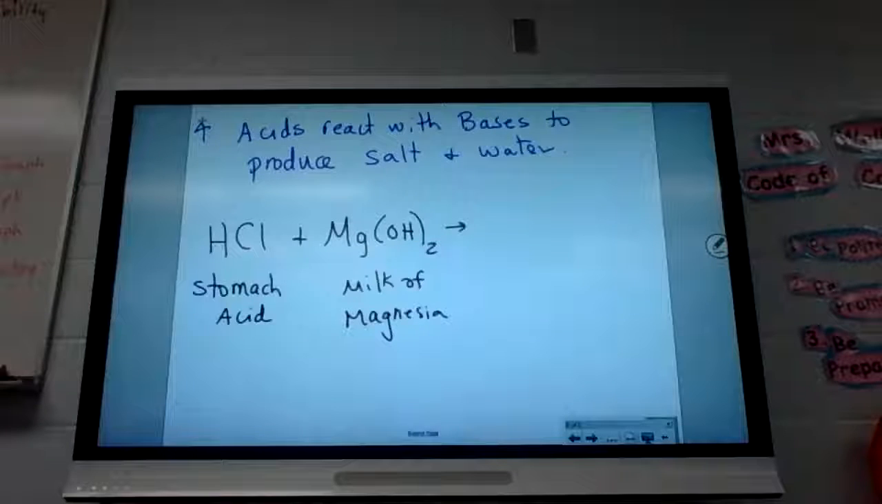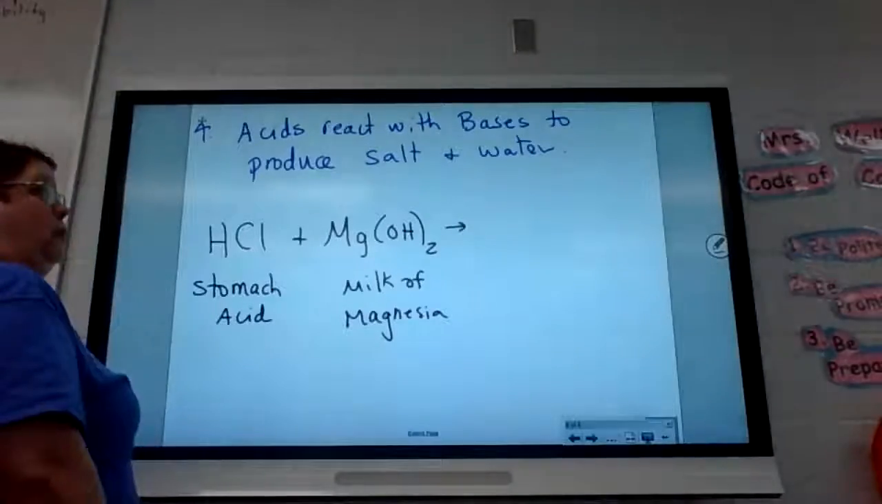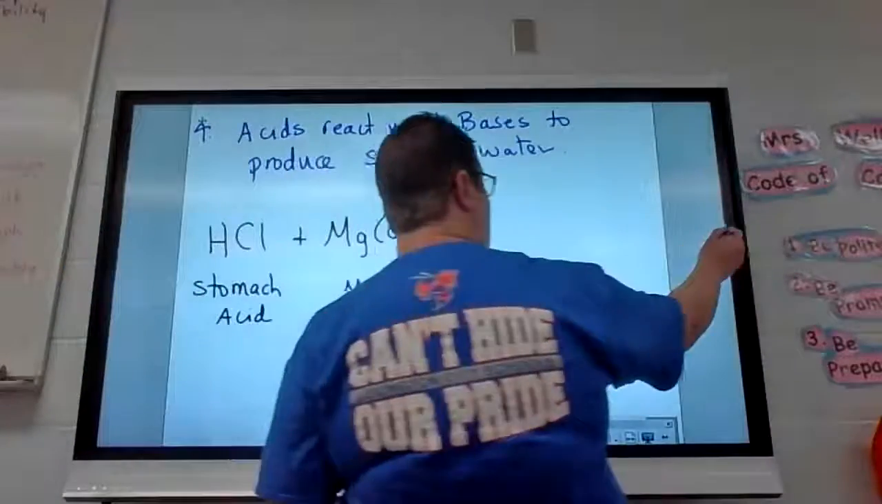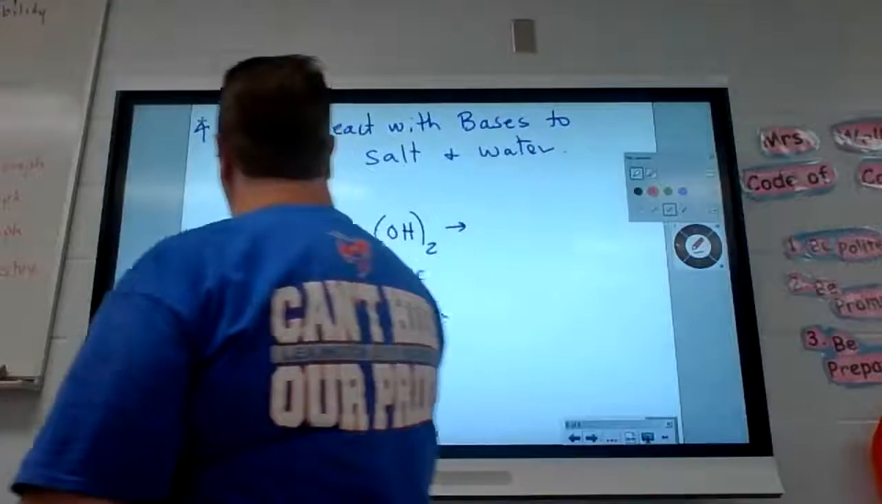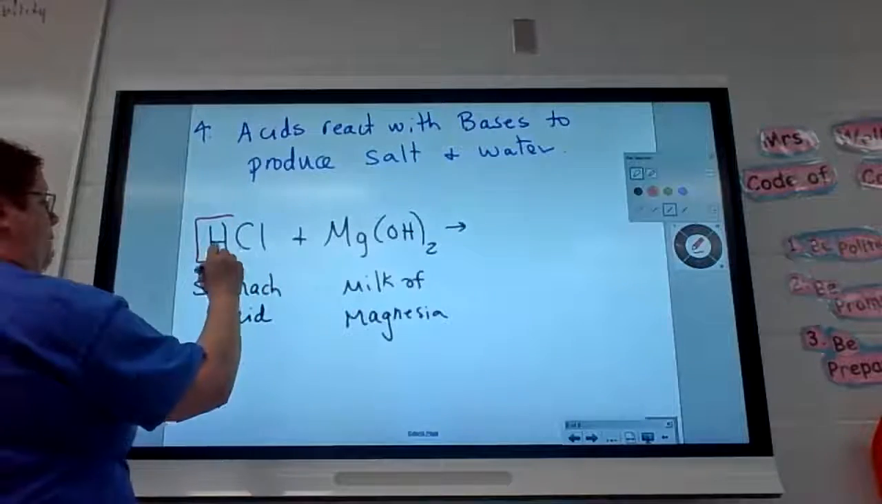So, calcium hydroxide is in Tums, Rolaids. Some people like Pepto-Bismol. I just don't know what base is in Pepto-Bismol. I know some of them. Maalox, Diegel have aluminum hydroxide. Now, if you look at this, if they ask you about an acid, everybody knows all acids have to start with what? H.